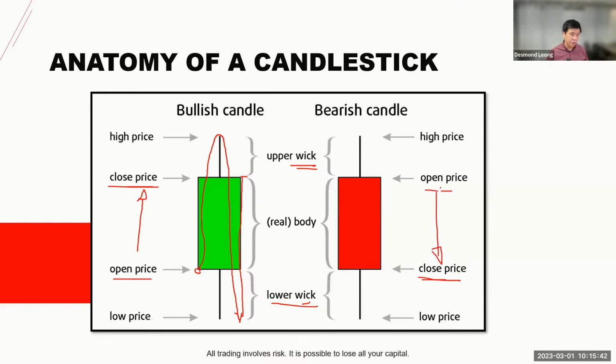That means it's a bearish candle. The little wicks here, as you can see at the top and bottom, basically just mean how high or how low price actually went during the candlestick. Okay, so this is the anatomy of a candlestick.